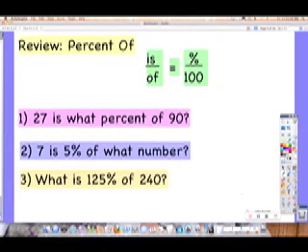Okay, so we're reviewing percents. So we have these typical questions. 27 is what percent of 90? This is where you can use the percent proportion. Percent proportion is is over of equals percent over 100, but you have to know where to place the numbers.